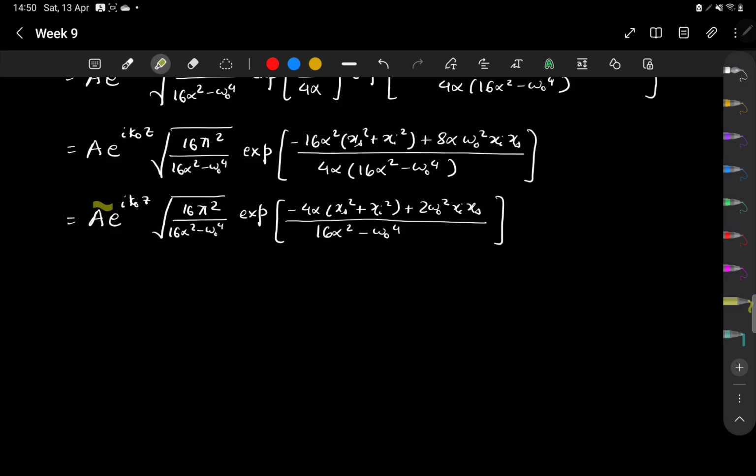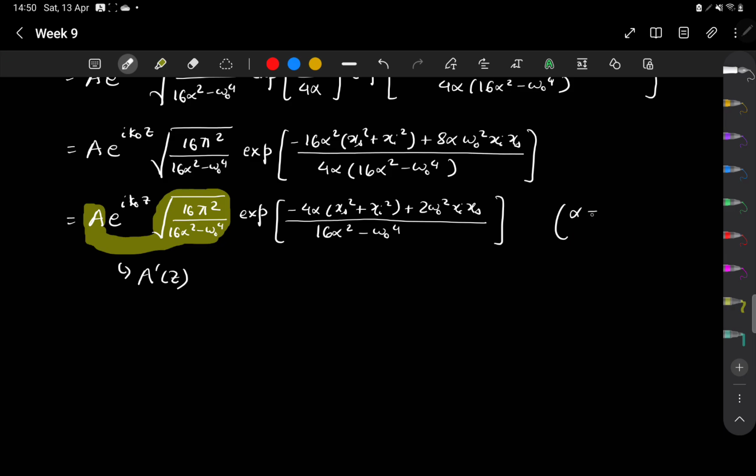Now we can combine this A and this term to give another constant. We can call this constant A dash Z, which is Z dependent. Why? Because alpha is omega naught squared over 4 plus i Z over k naught, which is Z dependent. So here alpha squared is there, which is also Z dependent. That's why this amplitude is Z dependent amplitude.